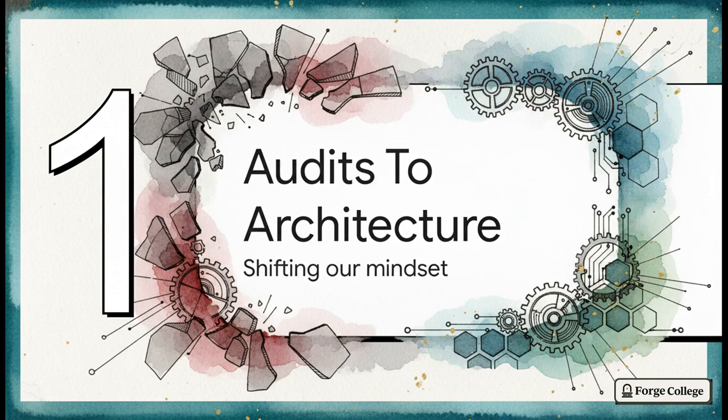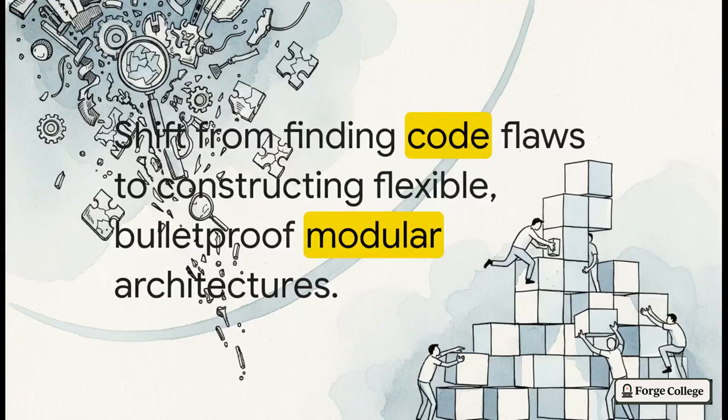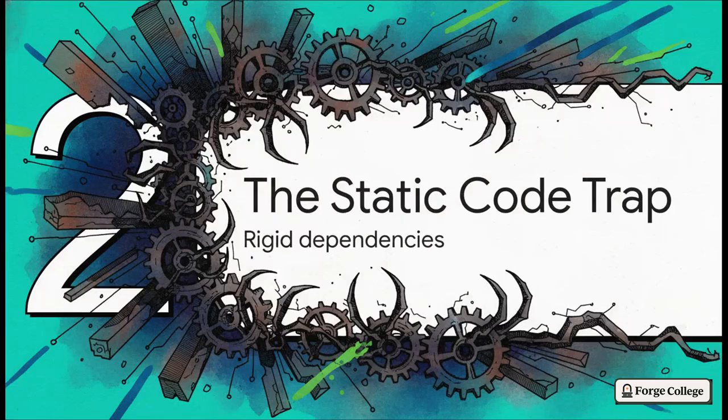Starting with Section 1, from audits to architecture. It's all about shifting our mindset. Okay, so in our previous lesson, mapping vulnerability findings into security audit workflows, we were heavily focused on destruction, right? Hunting for flaws, breaking things apart, seeing exactly where the system cracks. But today we're doing a total mental pivot. We are putting our hard hats back on. We're making the shift from just finding code flaws to actually constructing flexible, bulletproof, modular architectures. Because once you know how things break, it's time to build multi-contract systems that don't just survive changes, they are built to welcome them.